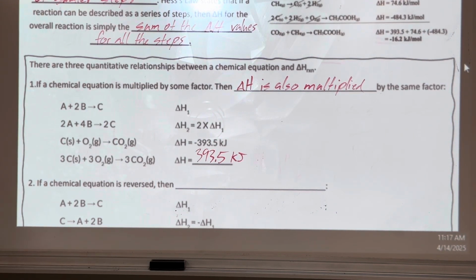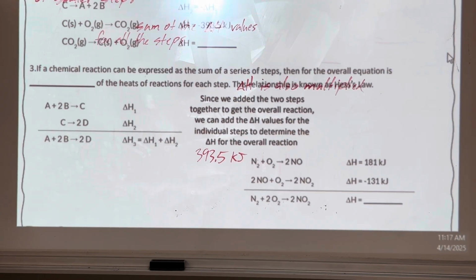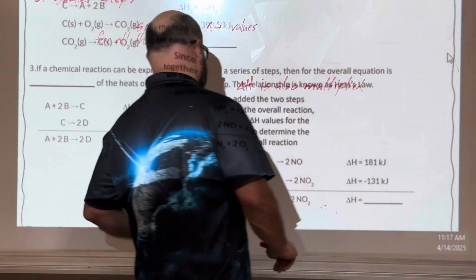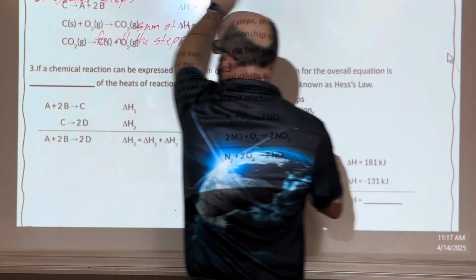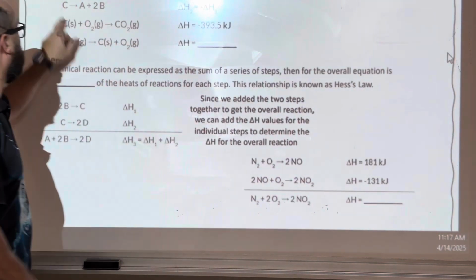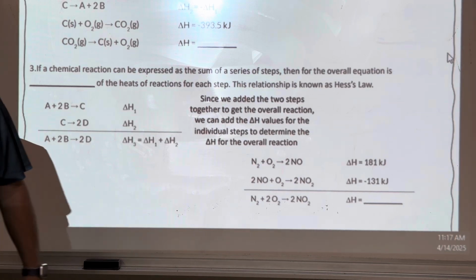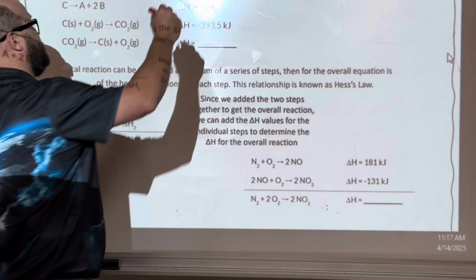Now that was if it's multiplied. If it's reversed, some of you may remember, A plus 2B yields C. We flip the sign. So delta H of the reaction changes signs.